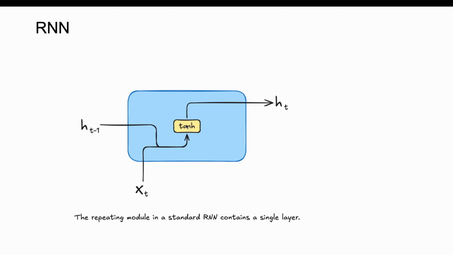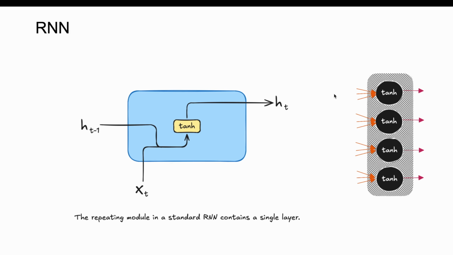If you zoom into this tanh neural network layer, you'll see something like this. It's a single layer neural network where we have multiple activation functions, all of them with tanh activation. We're getting inputs and all of them are producing some output. So this is the basic of RNN.